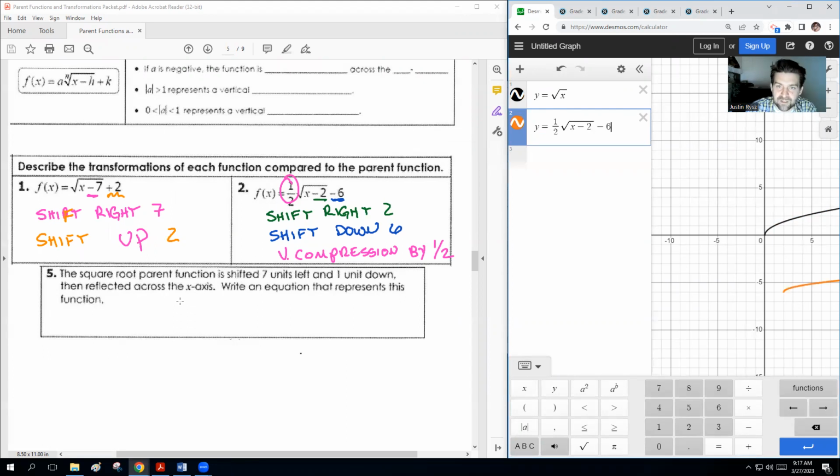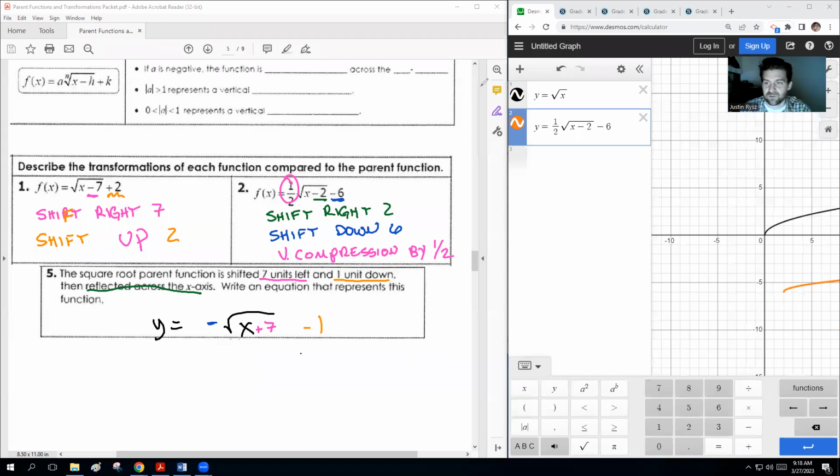Let's think about this. We're going to read these off and try to change the equation. We want the square root parent function shifted to the left 7, down 1, and reflected across the x-axis. We take our parent function, y equals radical x. To make it go to the left 7, we add 7 on the inside. To make it go down 1, we subtract 1 on the outside. And to reflect it over the x-axis, we make it negative on the outside.